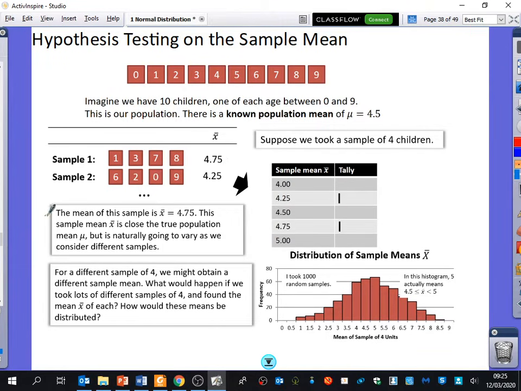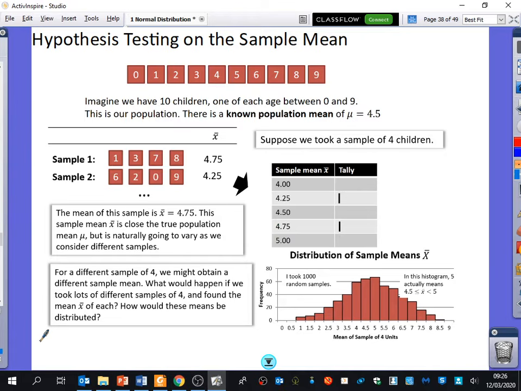So in this first one, the average is 4.75, and it's actually pretty close to the true population mean of mu, but naturally it is going to vary as we take different samples. It might just be that you happen to have taken the top 4 children, or it might be a mixture of them. If I took another random sample, this time I've taken 6, 2, 0 and 9, I got a slightly different average. I got 4.25. So for a different sample, we might obtain a different sample mean.